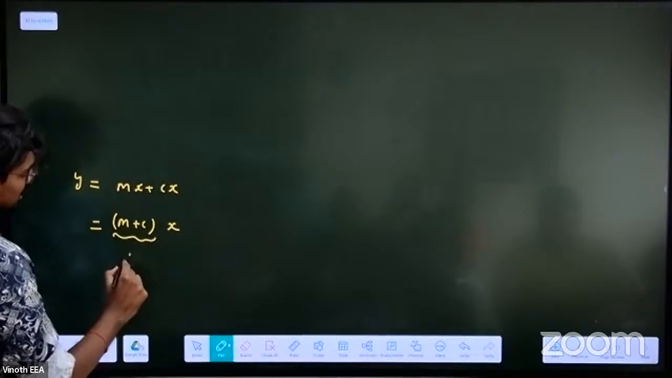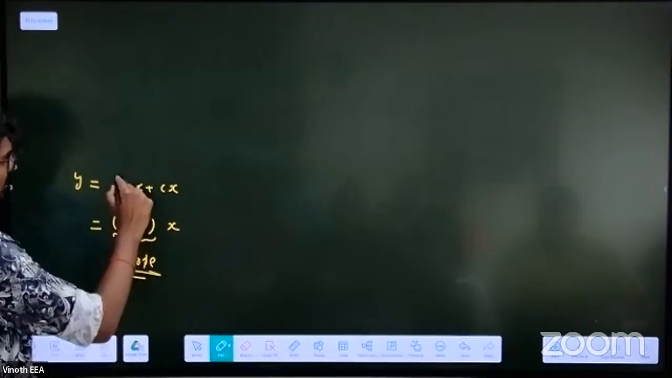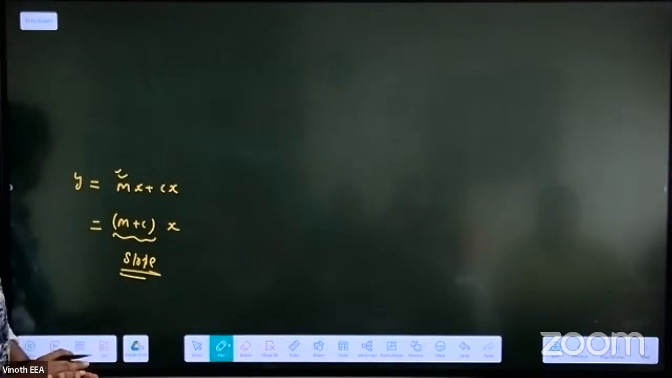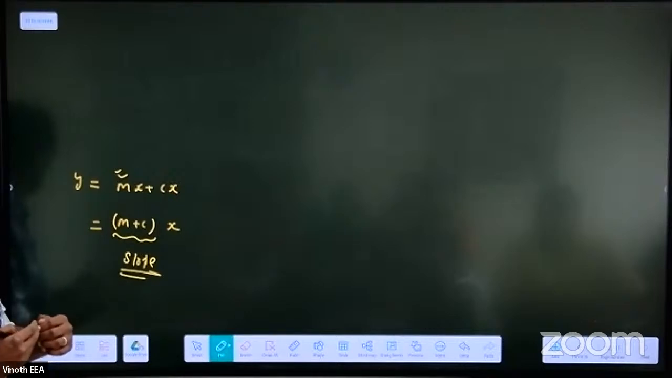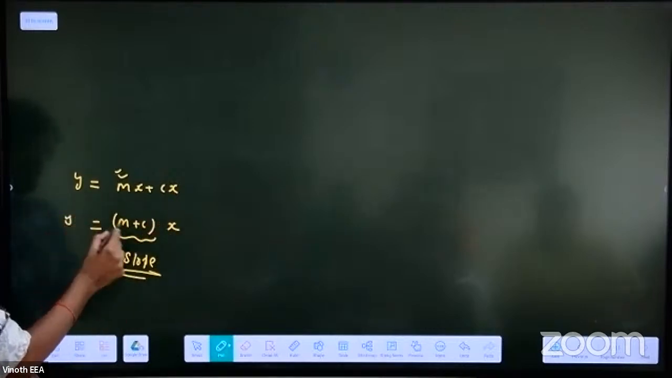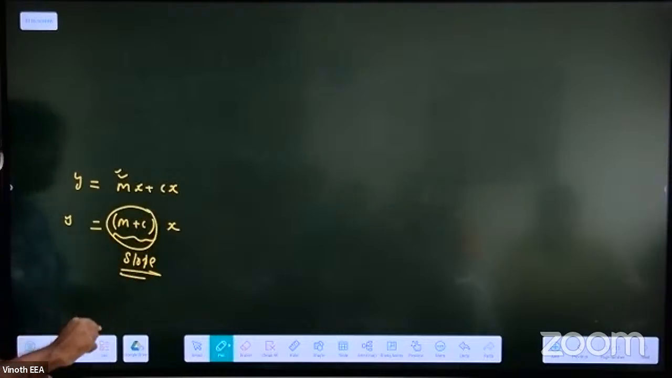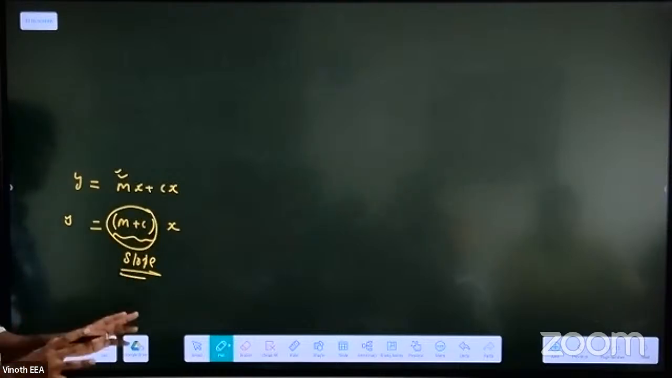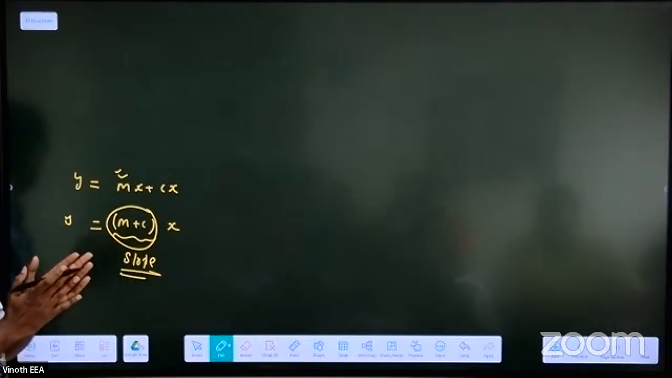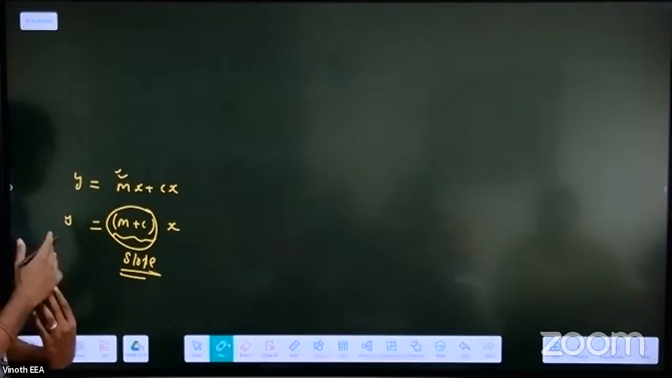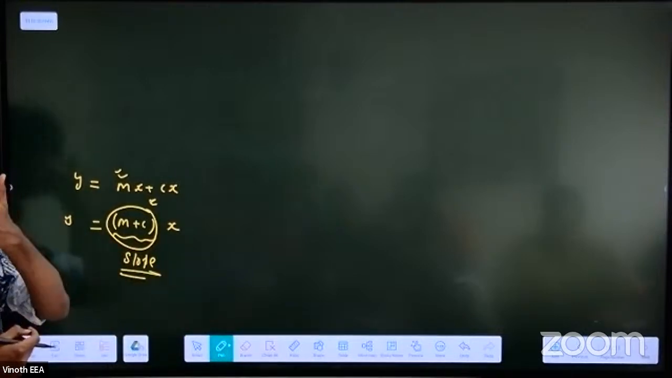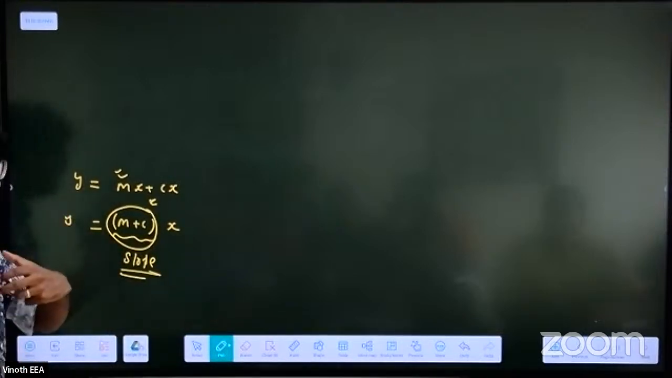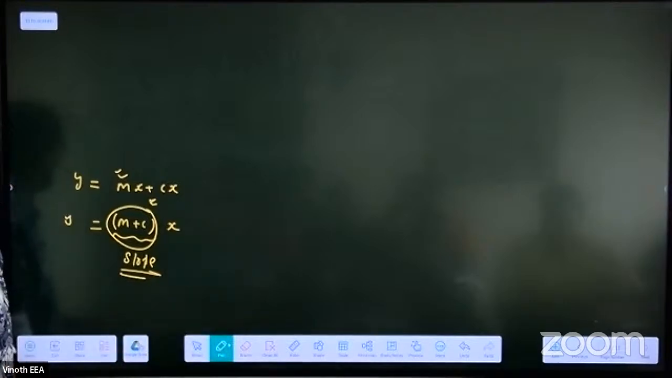So m plus c combined acts as the slope here. It cannot be otherwise, because in y equals something, the coefficient of x is the slope. We will see some examples, because this doesn't work: it is only one constant. I cannot treat m as a separate constant and c as a separate constant in this case.